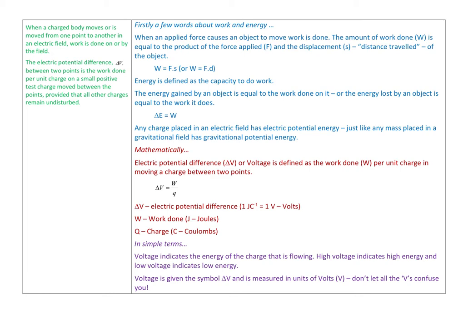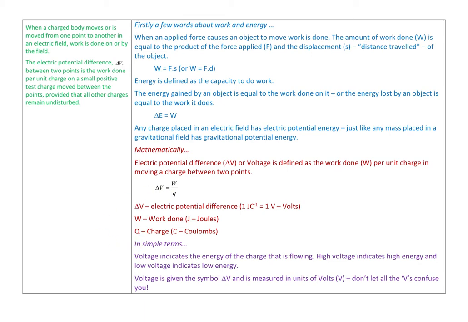Volts is the unit, voltage or electric potential difference is the quantity. W is work done, Q is the charge. Probably should have had a lower case q here. I think that auto-corrected because it was at the start of a line, but it's not such a bad thing because often in questions they will use a capital Q or a lowercase q for charge. So you'll see both of those used.